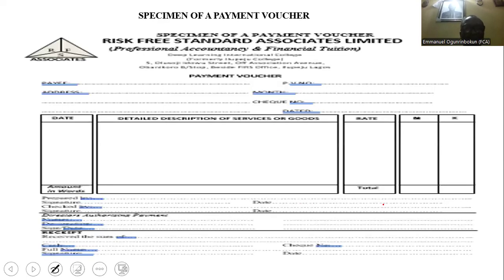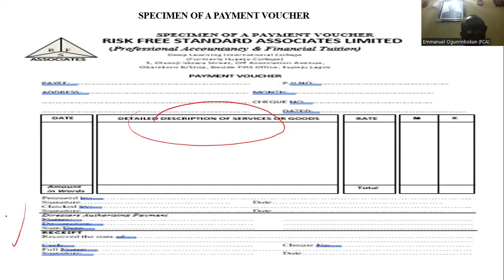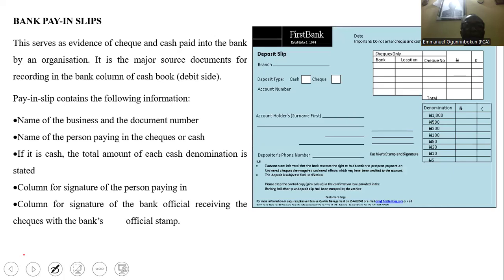This is an example of an organization voucher, and you can see all the information there in the details, the date, and then you have the authorization. In your manual, you see it clearly. Then we also have what we call the paying slip. This is what is used in the bank. A lot of you always call it teller. It's not called teller, it's called the paying slip.